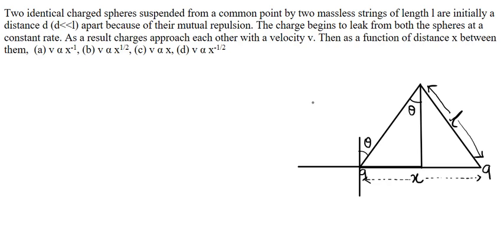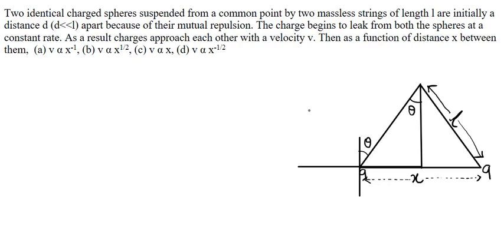Two identical charged spheres suspended from a common point by two massless strings of length L are initially a distance d apart, where d is much less than L, because of their mutual repulsion. The charge begins to leak from both the spheres at a constant rate. As a result, the charges approach each other with a velocity v.